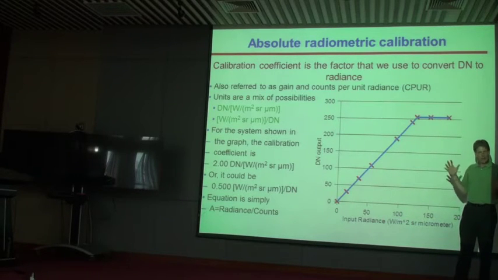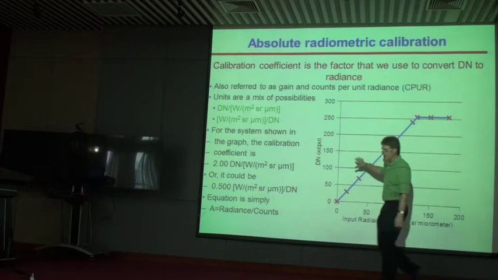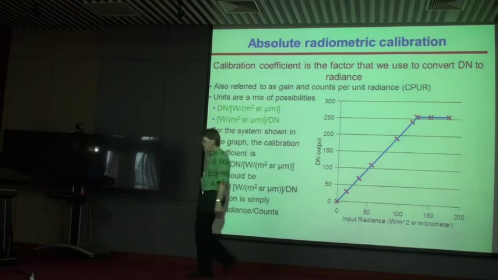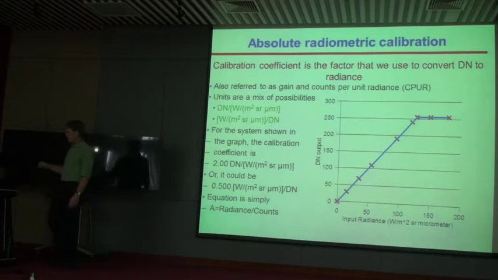But again, make sure if you talk to the sensor person, it'll always be counts per unit radiance. But if you want to give it to somebody who's going to do the conversion to a data product, they'll usually want it the other way around.